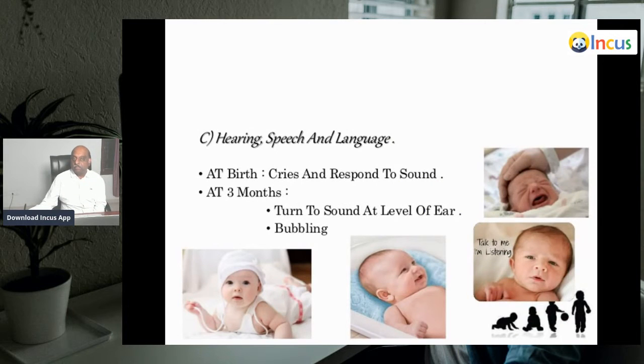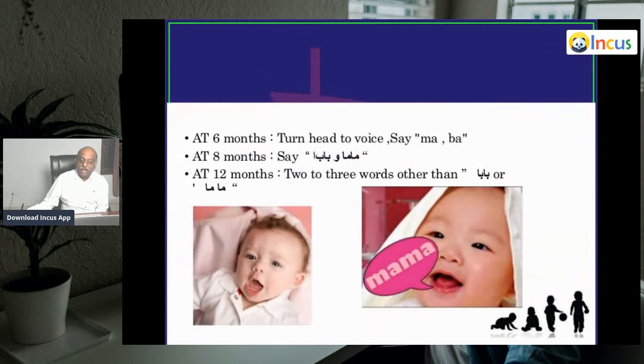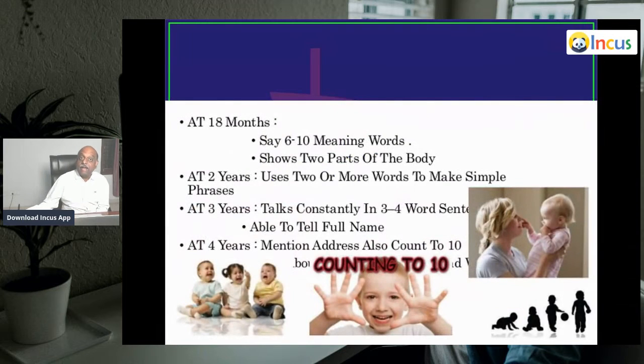So at birth, what is the hearing, speech, language? Cries and responds to sound. At 3 months, turns to the sound at the level of the ear and babbling. At 6 months, turns the head to the voice and says mama. And at 12 months, 2 to 3 words. At 18 months, 6 to 10 meaningful words.